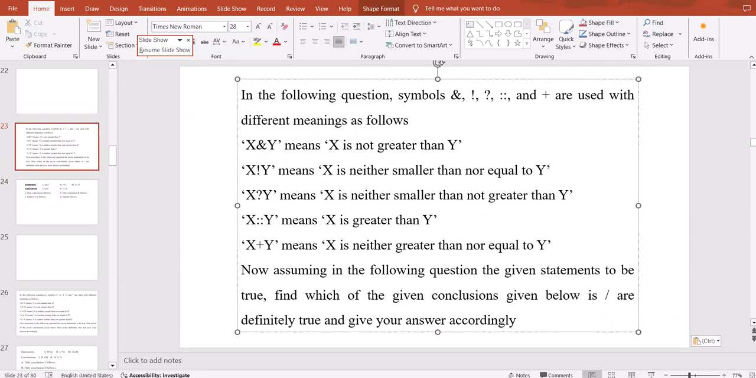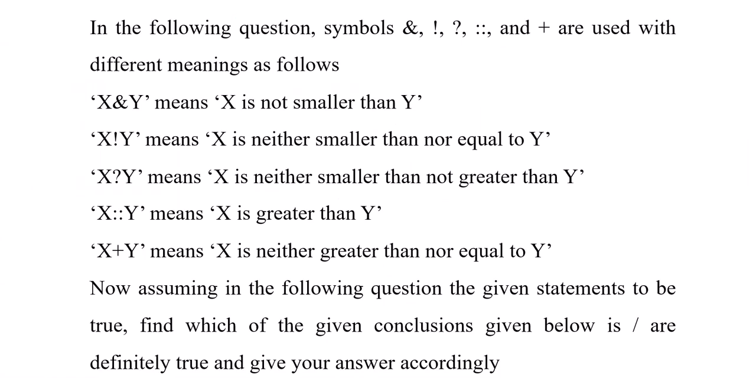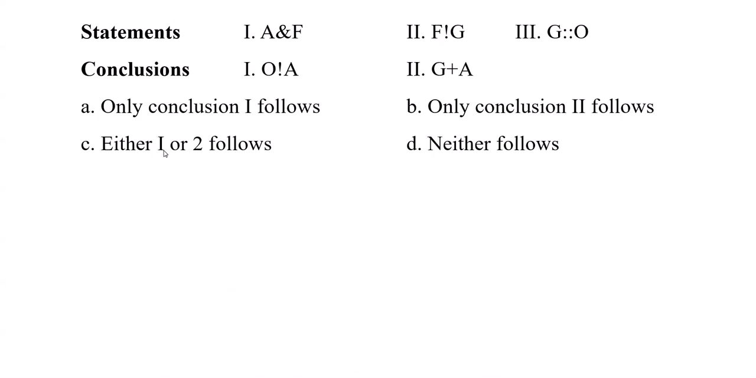Now, not smaller than. Same question, one change. Not smaller than means, as mentioned, either greater than or equal. Same question, only that one symbol meaning I'm changing now. A is either greater than or equal to F. F is greater than G. G is equal to O. Now O greater than A or G less than A, which is correct, right?